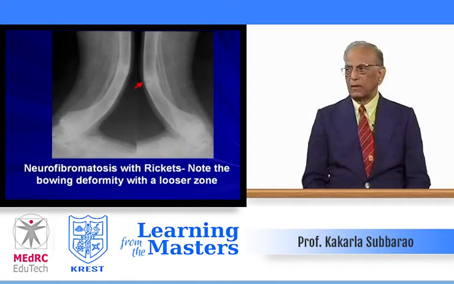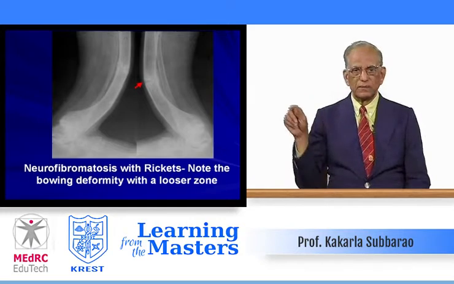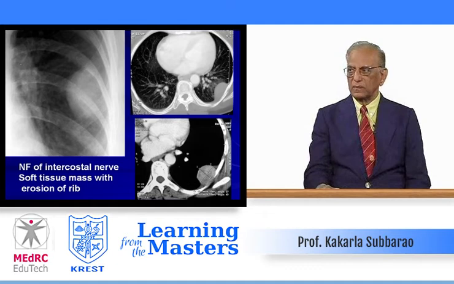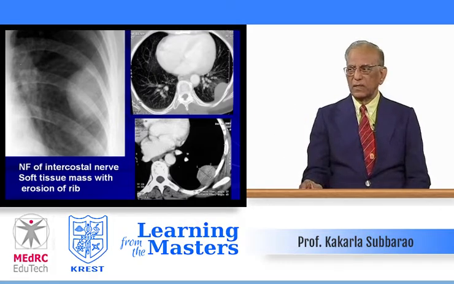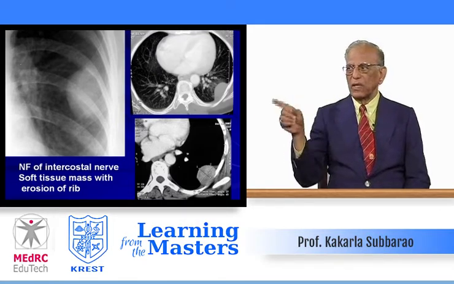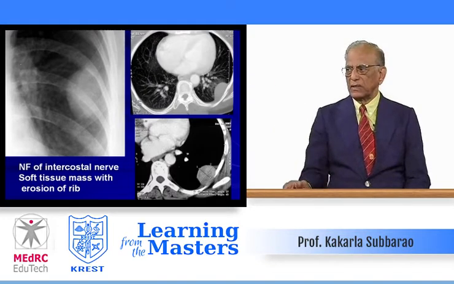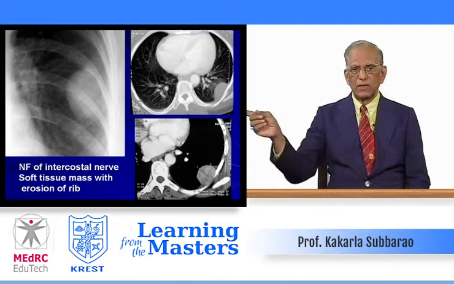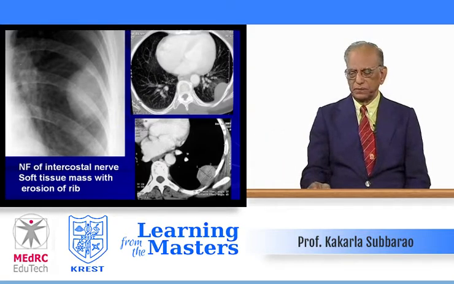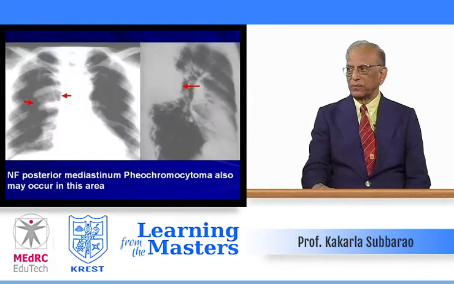Look at the lateral view of the leg, neurofibromatosis with rickets and deformity, and a Looser zone is noted. Again, intercostal neurofibroma, PA view of the chest, soft tissue mass with erosion of the rib and widening of the intercostal space. Same patient CT, look at the so-called extrapleural sign due to neurofibroma, the obtuse angles.